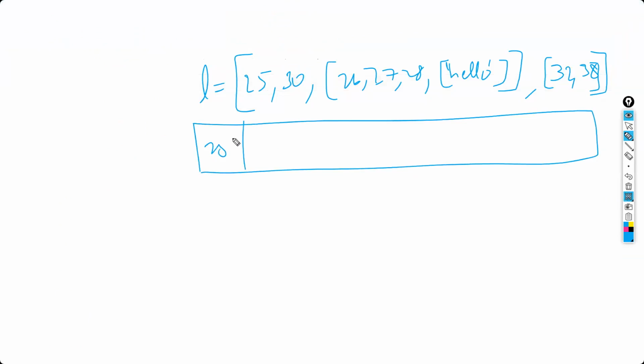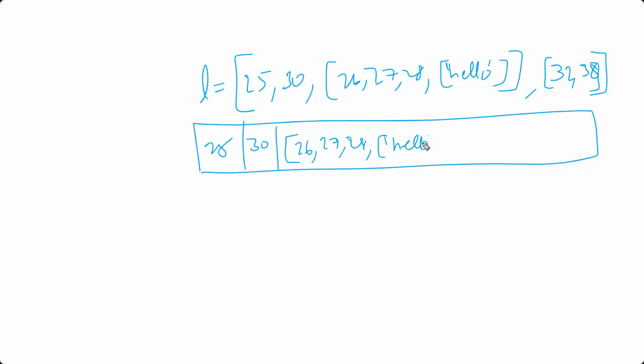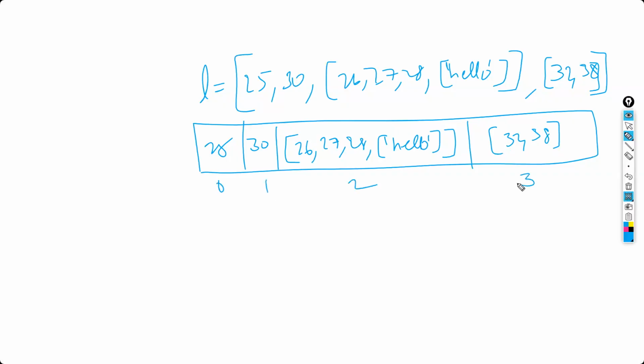First value 25, I will write. Followed by 30, I will write. Followed by list of 26, 27, 28. Again, list of hello. This is box number 3. In the box number 4, 32, 38. First, I will write the index numbers 0, 1, 2, 3. Okay.